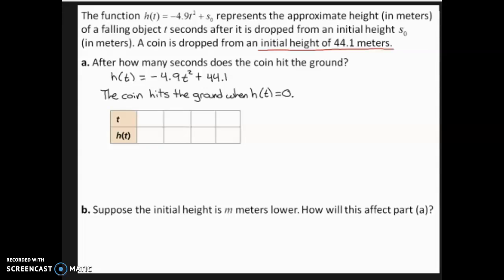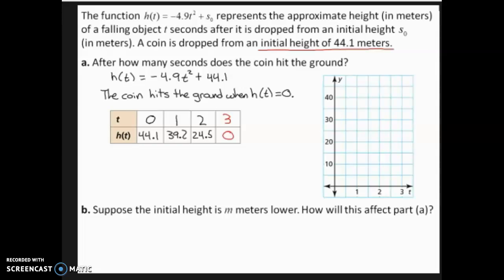Make a table of values. Substituting 0 for t in the function h gives h of t equals 44.1. Similarly, when t equals 1, h of t equals 39.2. When t equals 2, h of t equals 24.5, and when t equals 3, h of t equals 0. So to sketch the graph, plot the ordered pairs (0, 44.1), (1, 39.2), (2, 24.5), and (3, 0). Then draw a smooth curve through the points.